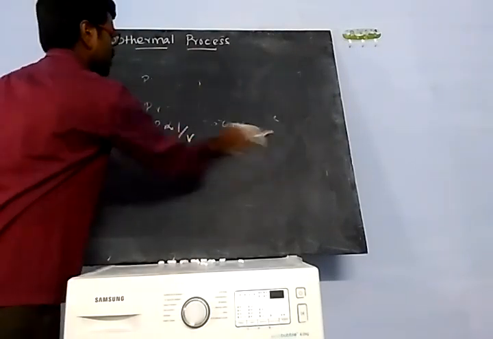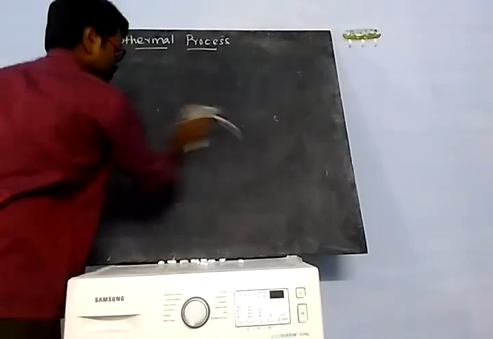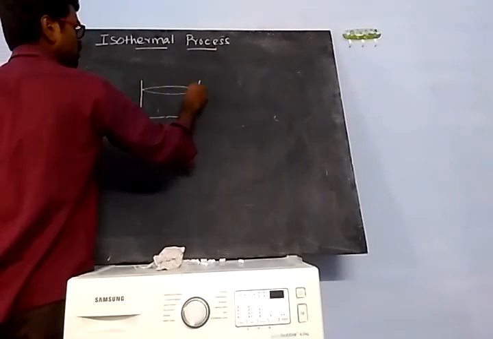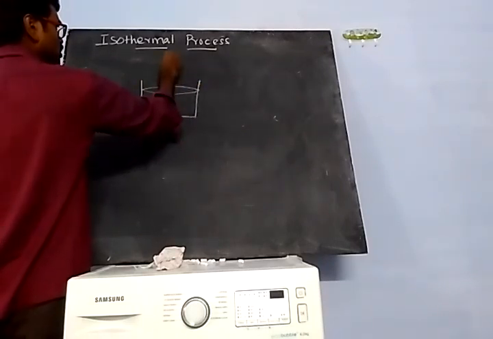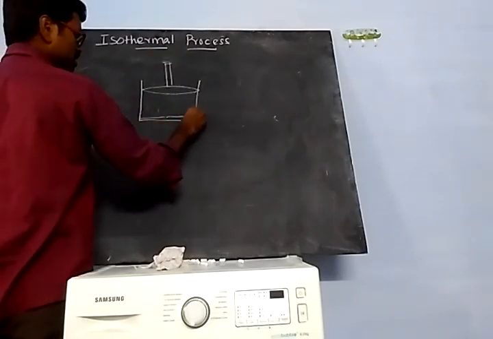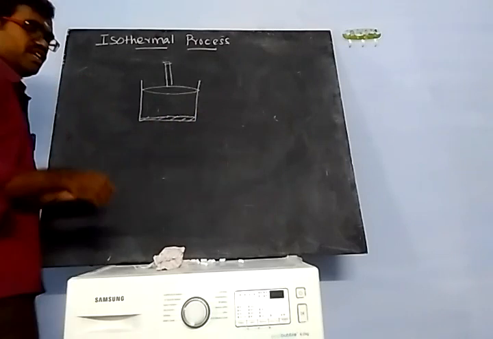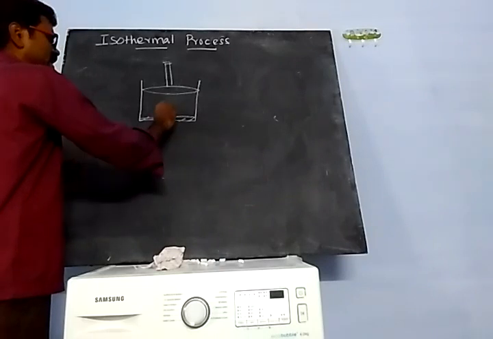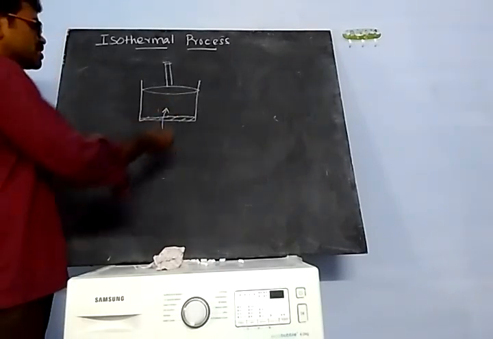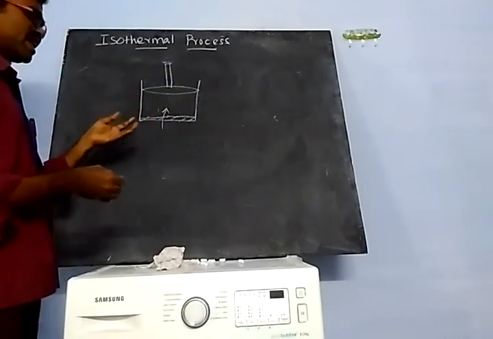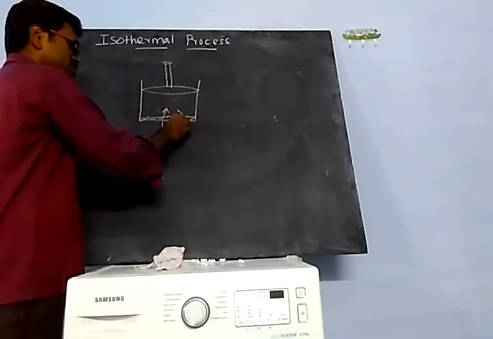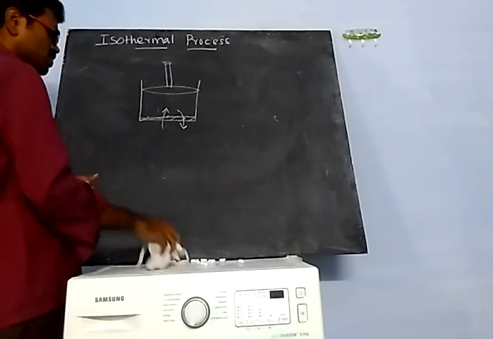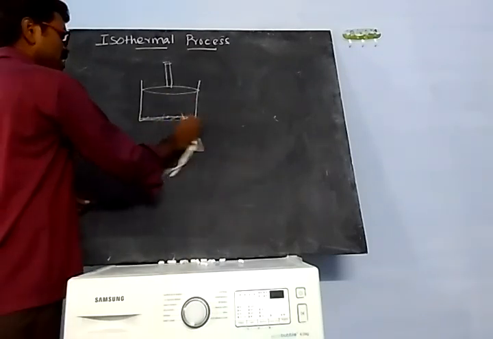Consider one piston. The bottom of the piston is in thermal contact. Thermal contact means when you give some amount of heat energy, it will receive the heat energy, or if the piston generates heat energy, it will leave the piston and be given to the environment. So this is called thermal contact. The bottom of this piston is in thermal contact.